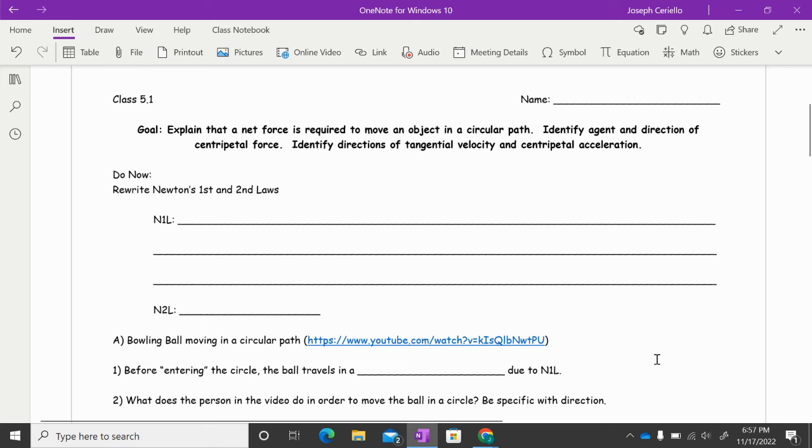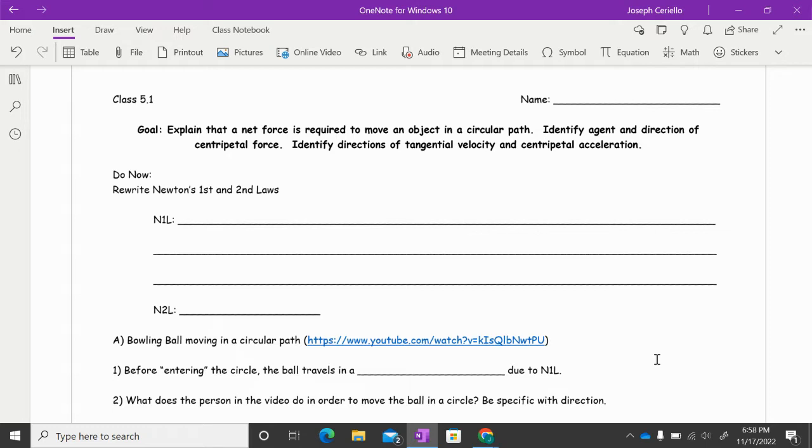Everyone, we're moving into a new unit, but it's not entirely new in that we're using a lot of the same definitions and terms that we've used in previous units. What we're looking at now is objects moving in circular paths or curved paths. Not objects spinning necessarily, but objects moving in circular paths, like a planet going around the sun or a car going around a racetrack.